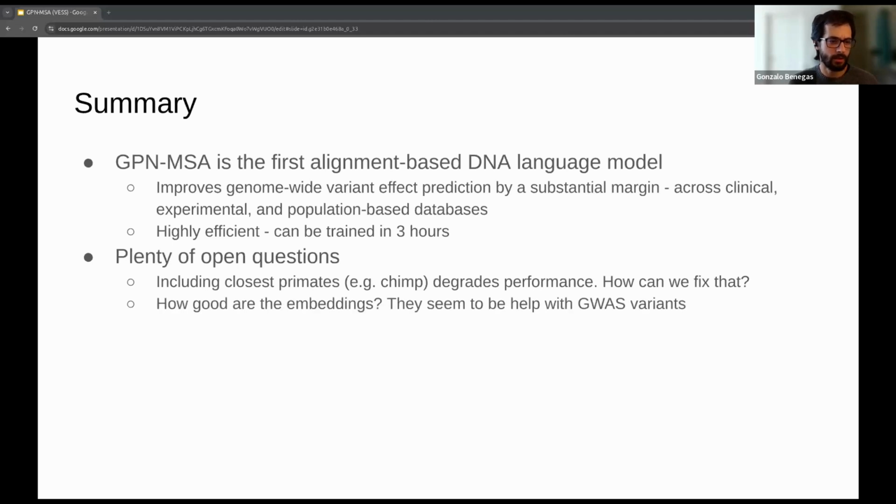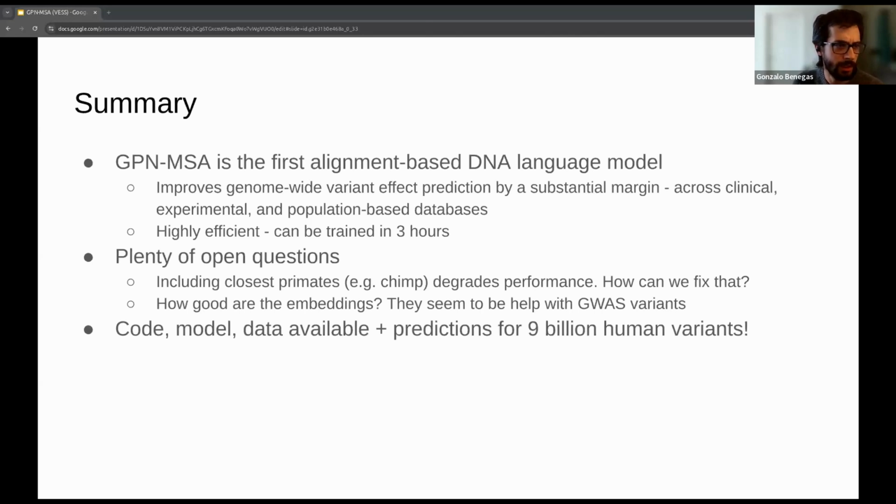Another question is, we only look at this log-odds ratio, but we haven't looked at the embeddings, the latent representation. And we actually found that they help with GWAS variants. GWAS variants are interesting in the sense that they are under less constraint because they're usually common variants, but still they have a functional impact. And using a similarity in the embedding space helps compared to just using the log likelihood ratio.